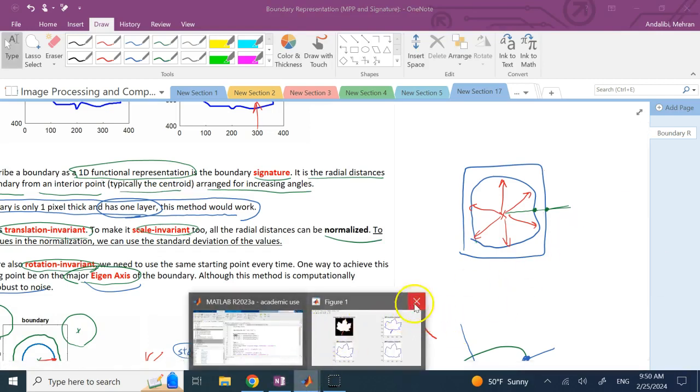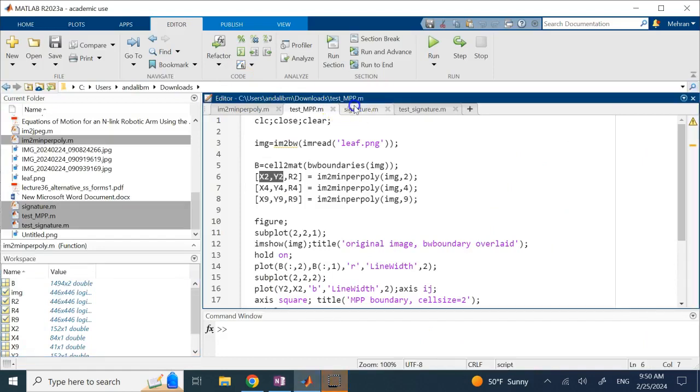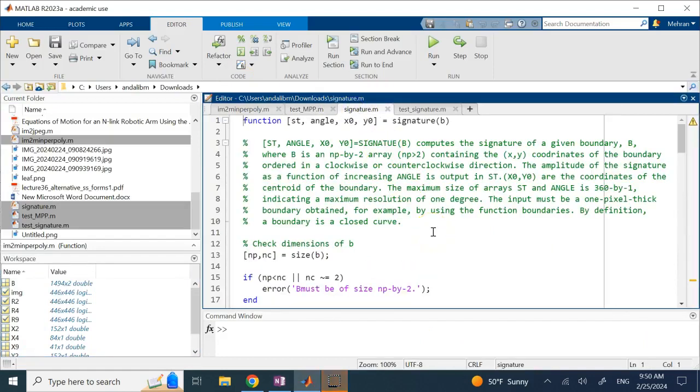So if I show you the code now, this is this code called signature. Again, it's coming from the GitHub, and it's coming from the book by Gonzalez. So this is the code, and you pass to it what? You pass to it B, which is a boundary. So B here is not an image. It's a boundary, and it has to be NP by 2, where NP is the number of points, and 2 is first column X, second column Y.